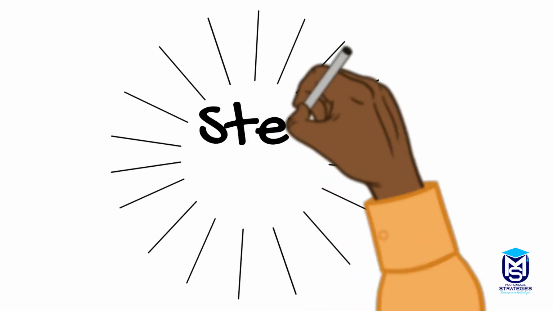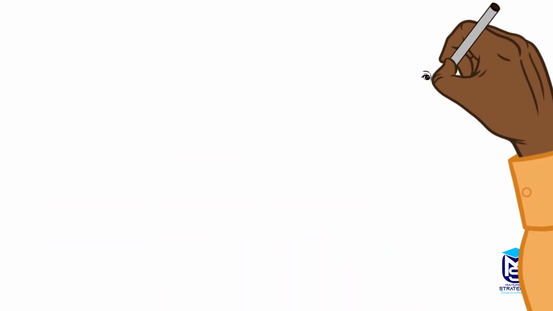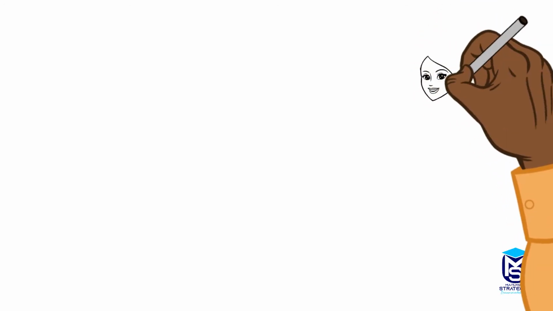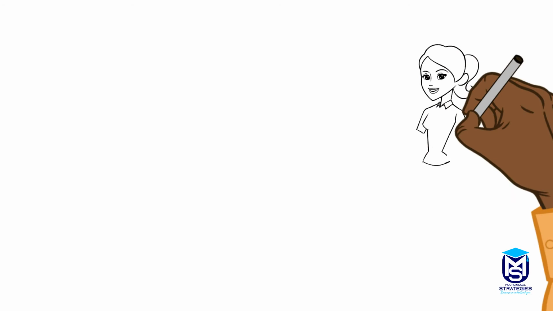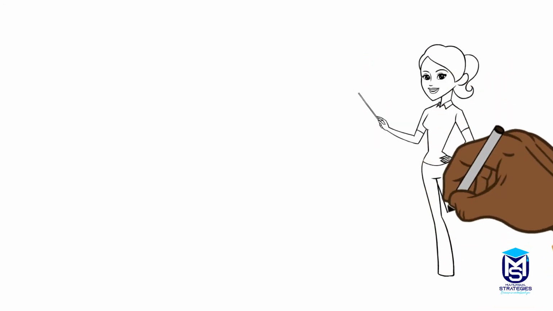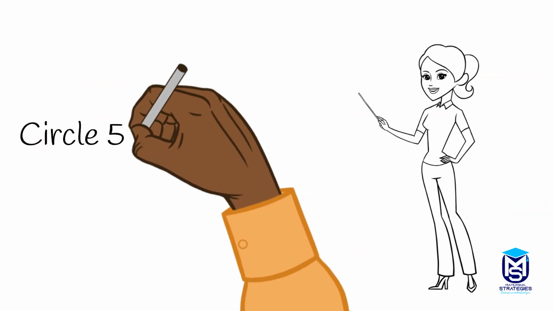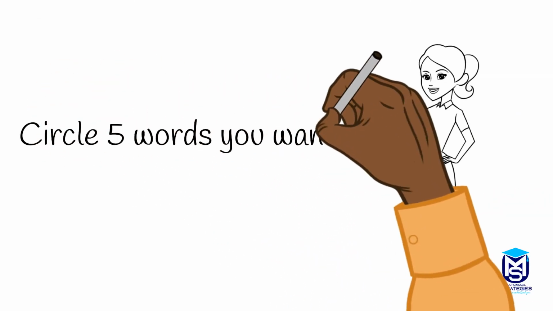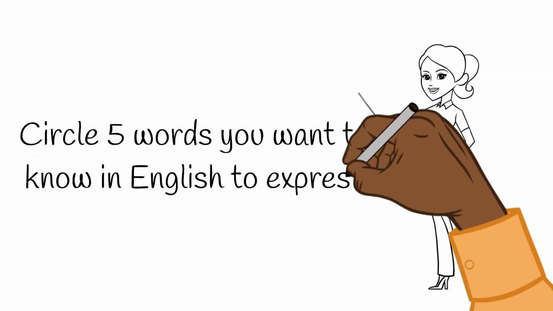Step number 3. Now it is time to build the voice in English. The student will look for 5 words they want to know in English and circle them. These could be words that are repeated often, for example. We are identifying the most important words the student needs to express themselves. The idea is that we are trying to transfer over that natural writing voice.